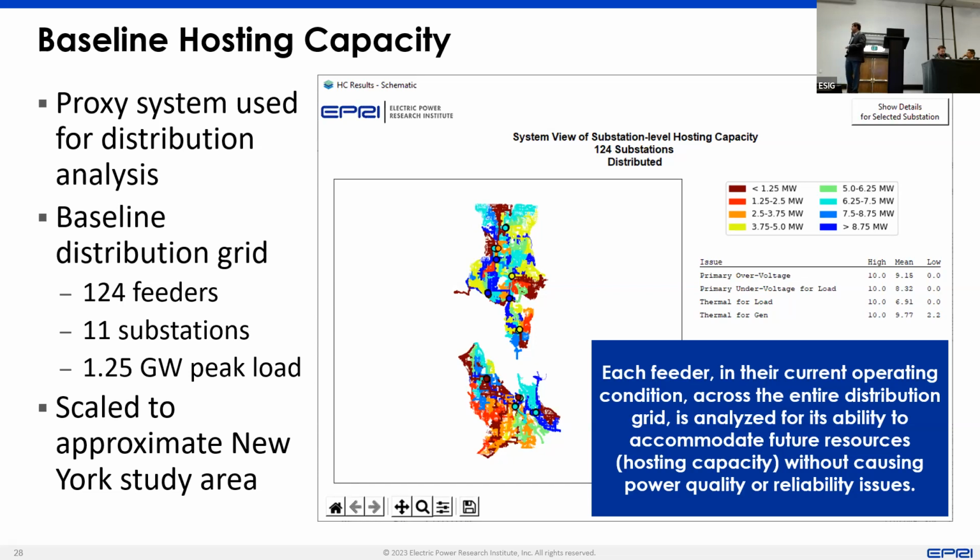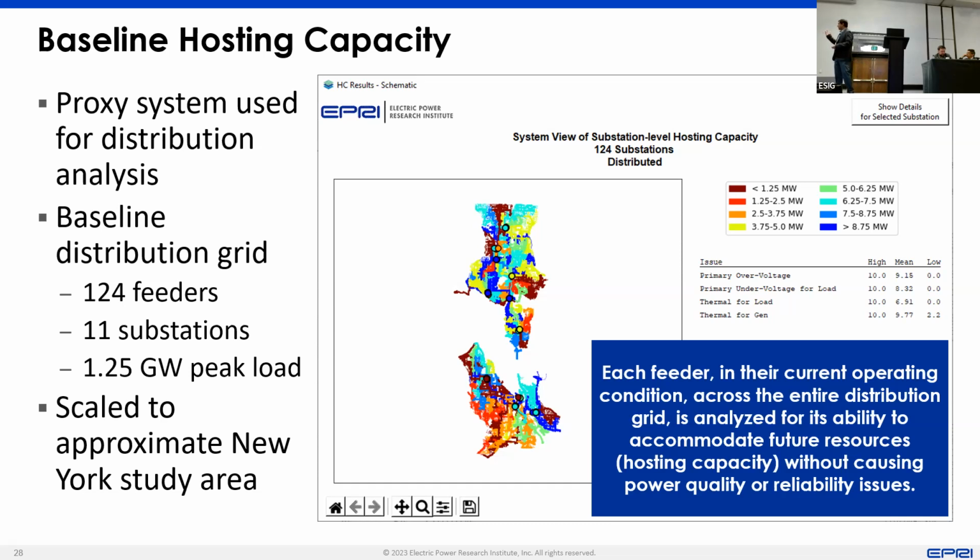So the question we are asking here is, can you do something on distribution that will change your expansion plan? Can you have more DERs on distribution that will change your resource profile? Can you have more distributed storage on distribution that will change your final expansion plan? Those are the type of questions that we need to answer.